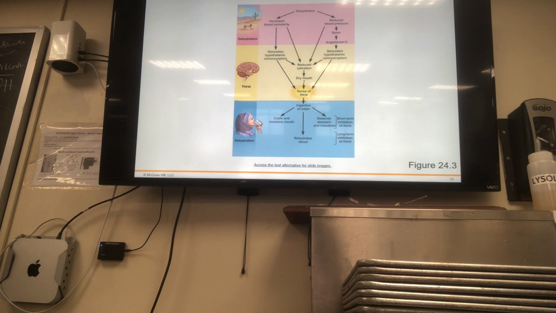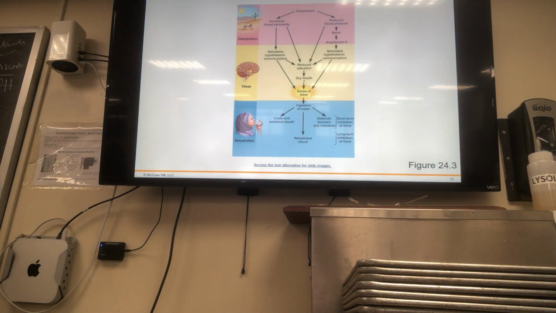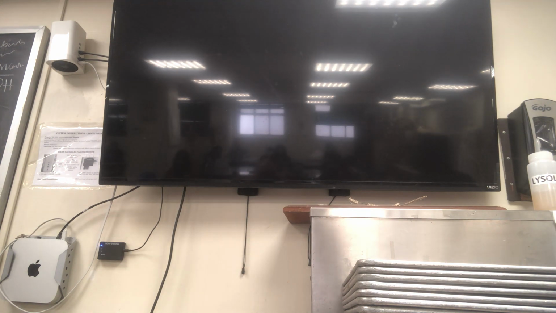The other stressful stimulus, the reduced blood pressure, will be sensed in the kidneys, and the kidneys will cause the secretion of renin. Renin acts on angiotensinogen to form angiotensin 1, and angiotensin converting enzyme will convert angiotensin 1 into angiotensin 2 in your lungs. Angiotensin 2 will stimulate the hypothalamic osmoreceptors, leading to dry mouth and a sensation of thirst. That sensation of thirst will lead you to search for water and drink water.